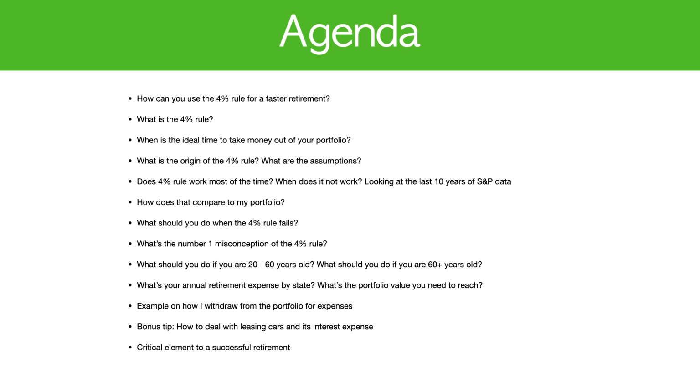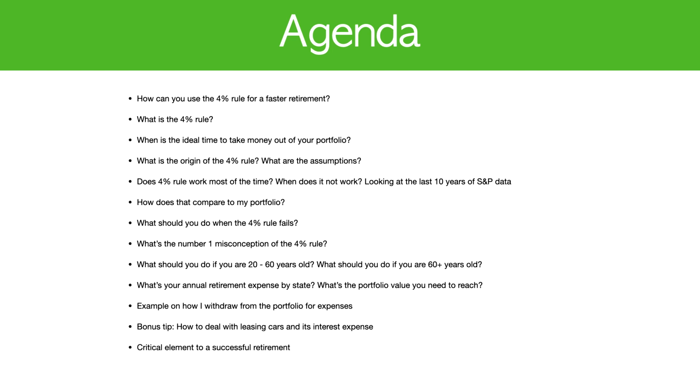And we will look at the last 10 years of S&P 500 data. And how does that compare with my portfolio? And what you should do when the 4% rule fails. And what is the number one misconception when it comes to the 4% rule? And we're going to dive into specific age ranges, which is between 20 to 60 years old, what you should do with the 4% rule, and what if you're over 60 years old? I'll also cover that scenario as well.